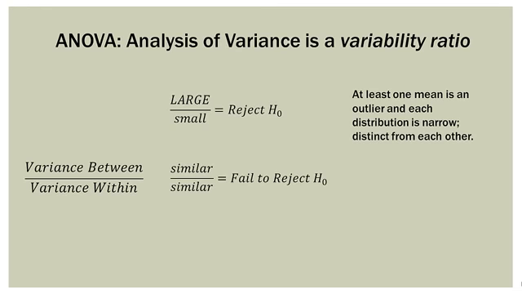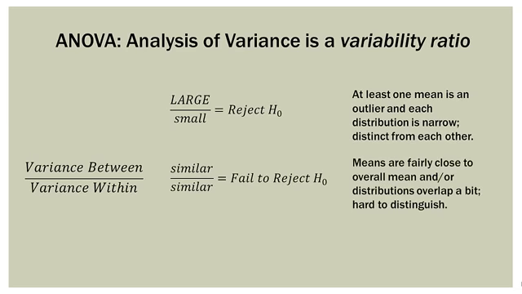Now, if the between variance and the within variance are similar, then we would probably fail to reject the null hypothesis. They would appear to be equal or from the same overall population. In this case, the means may be fairly close to each other, fairly close to that overall mean, or the distributions overlap a bit, so they may be harder to distinguish from each other. If they're very close together, or the variance within is very wide, then they'll melt together, and therefore they will not be distinct.